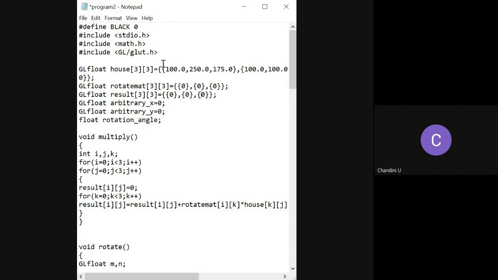Now in this program you have two things. One is rotation about the origin; we don't have to bother about the pivot point there. The second one is rotation about a fixed point, so we have to mention the fixed points. Let us initialize the fixed point x and y coordinates to 0. We can take it as input from the user. So these are the initializations: our original object matrix, the result matrix, the rotation matrix, and then the arbitrary x and y values initialized to 0.